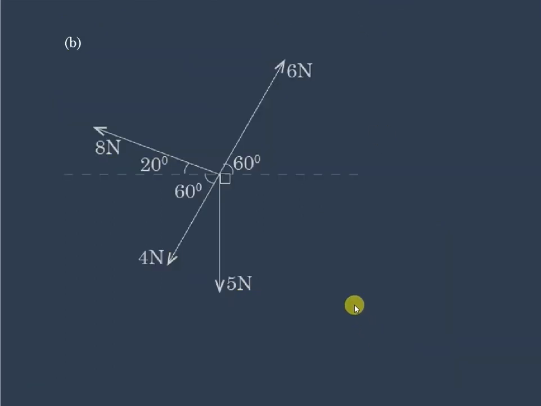I want you to attempt this question and submit your answers. You can just give me the final answer, that is, the resultant x component, the resultant y component, and then the angle of the resultant force. Try to work it out to show that you are making some progress.